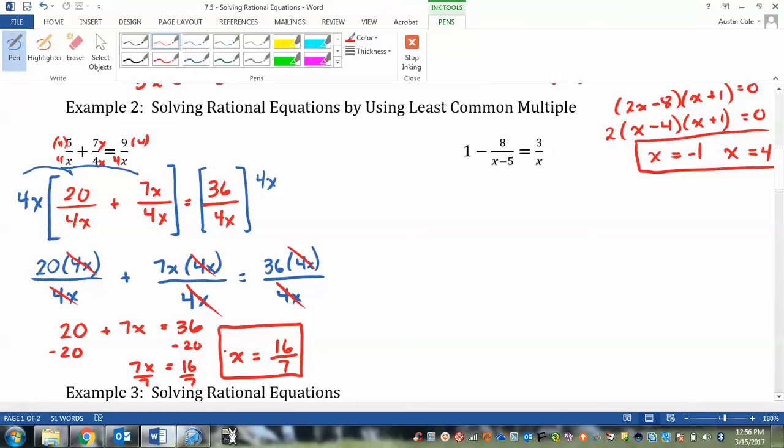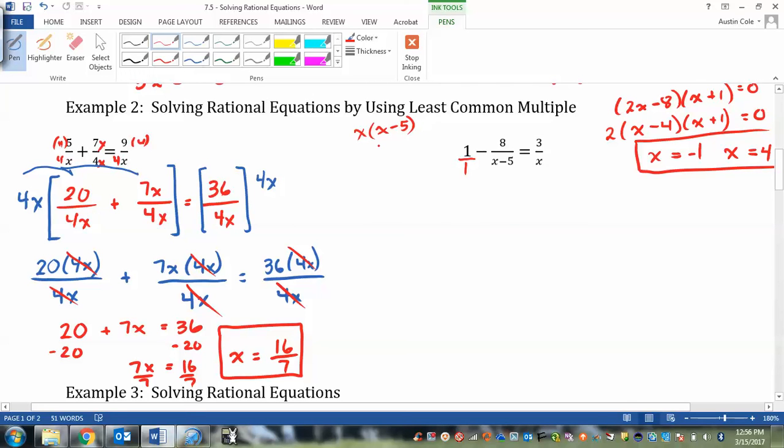So if I look over here, again, 1 is like 1 over 1. So I need a common denominator between 1, x minus 5, and x. What's that going to be? Now, can I just minus 5 from here and just call it x minus 5? Can't do that, can we? So our common denominator here is actually going to be x times x minus 5.